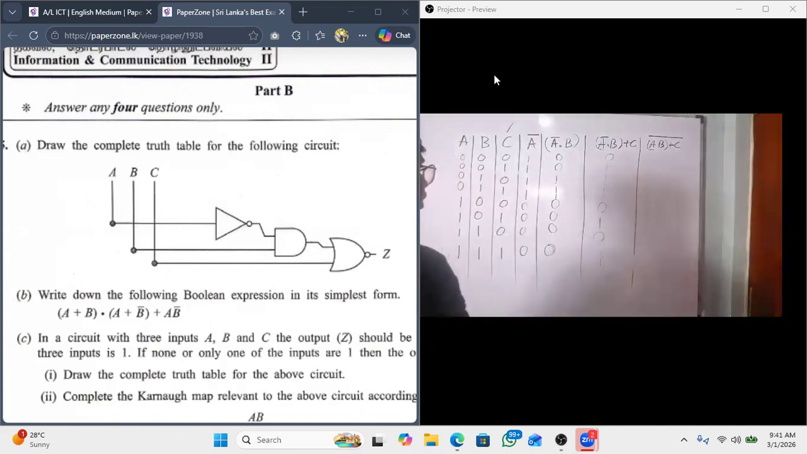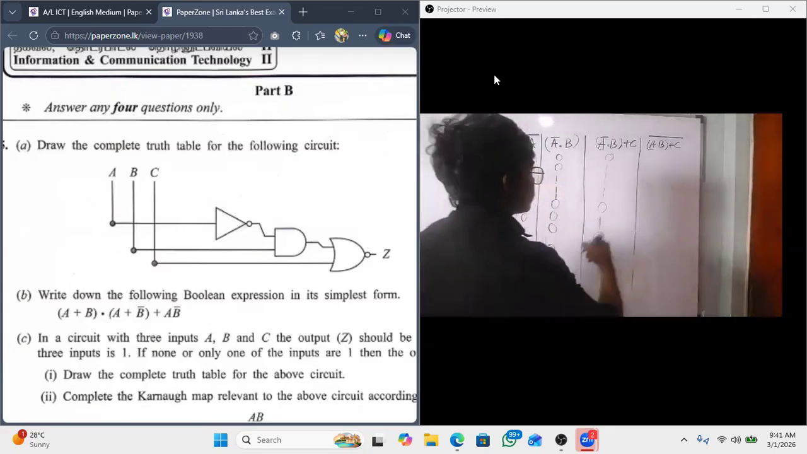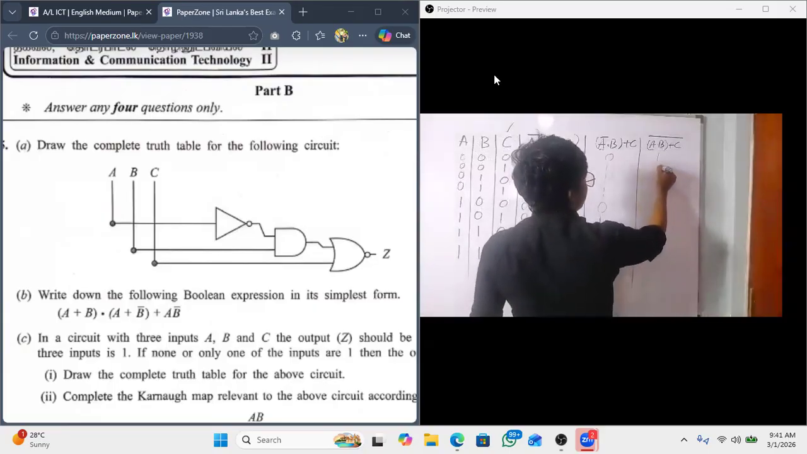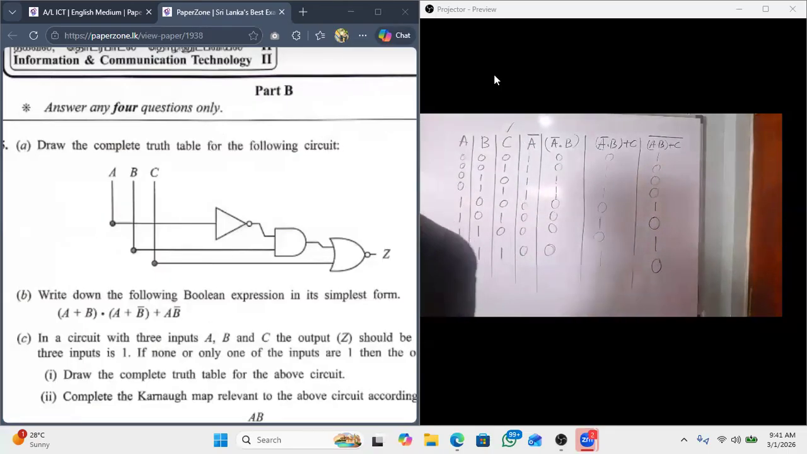Right. This is the answer. Then the final column, you get the opposite of this. Opposite of this means 1, 0, 0, 0, 1, 0, 1, 0. This is the answer. Okay, the lazy way, nothing hard.